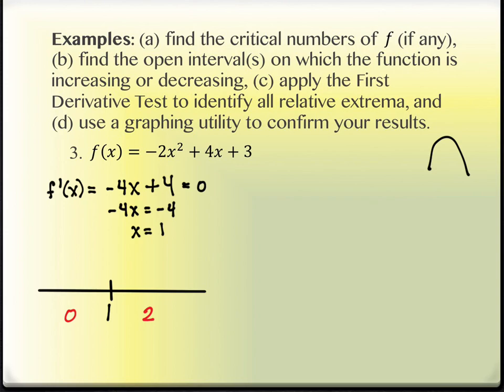So if I put 0 into negative 4x plus 4, do I get a positive or a negative? I get a positive, right? 0 is going to zero this piece out. I'm just going to get a 4. So this is positive. How about if I put in 2? Negative 4 times 2 plus 4. That one's negative. Okay, everybody good?